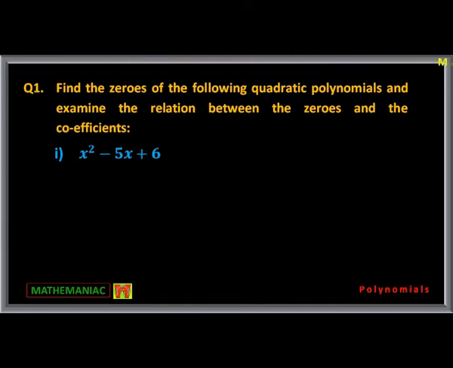So here is the first problem, a very important problem. Find the zeros of the following quadratic polynomials and examine the relation between zeros and the coefficients. I'm doing it very formally for one question. Please note the format, and try to use this format for the remaining questions of this grade.